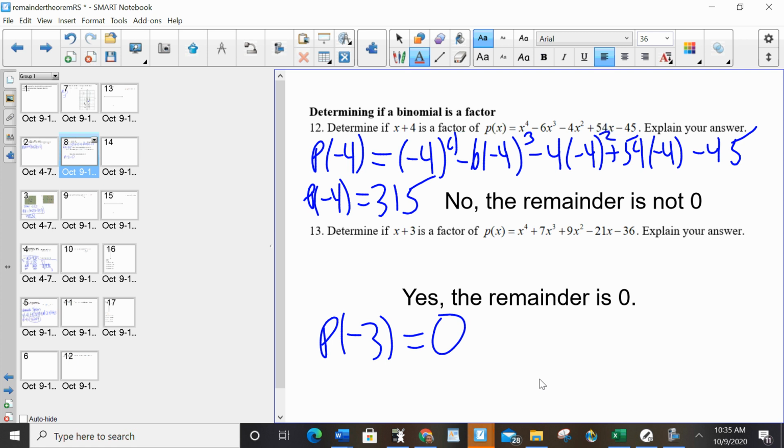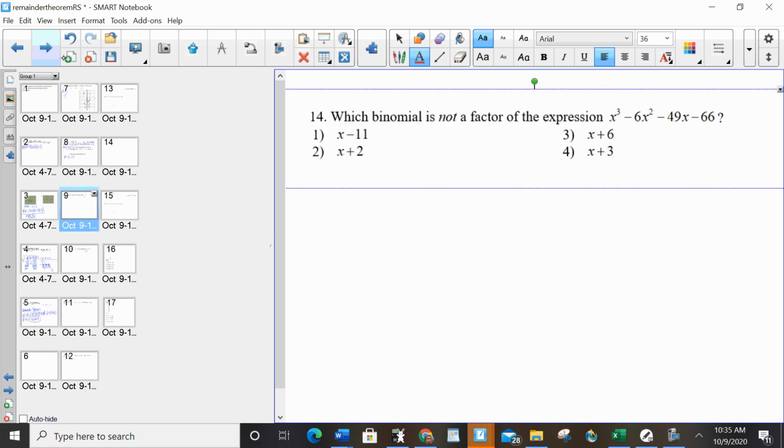To determine if a binomial is a factor, I need to find the remainder. To find the remainder, I use remainder theorem, which is substituting the opposite of what I'm dividing by into the function. All right, now, if it's multiple choice, it's the same thing. Which binomial is not a factor? So I'm going to go through each choice, and I'm going to see if it's a factor.